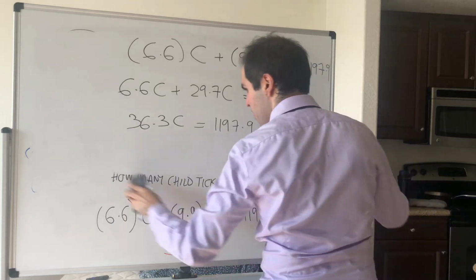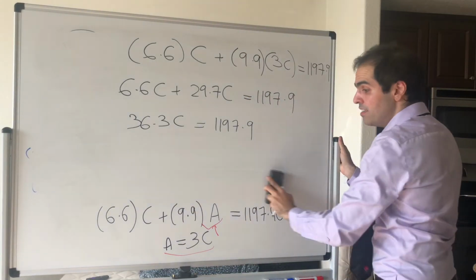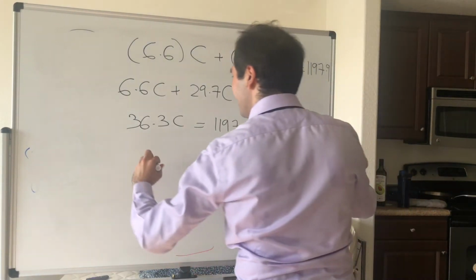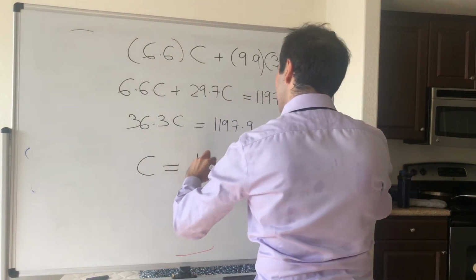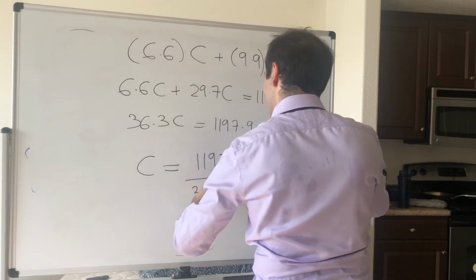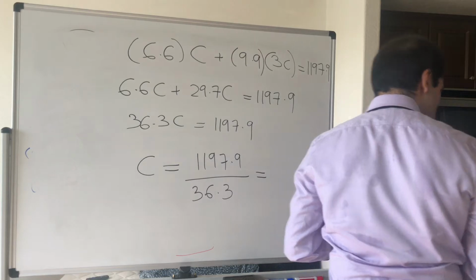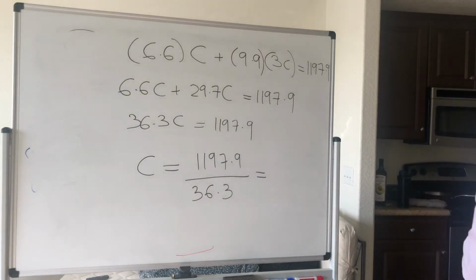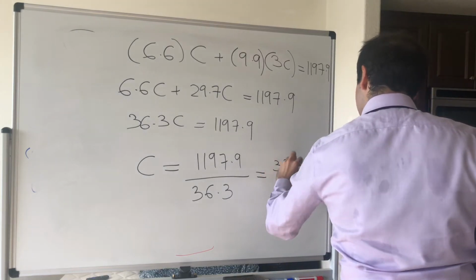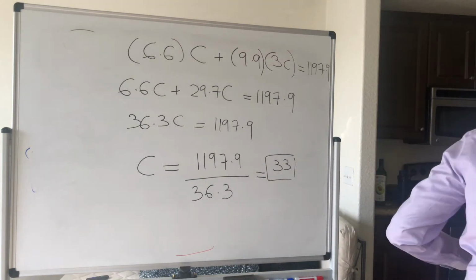1197.9. And again, remember in my class, calculators are allowed, so it's normal. Otherwise, we would have given you nicer numbers. So C is 1197.9 divided by 36.3. So 1197.9 divided by 36.3, which gives you 33. So 33 children's tickets were sold.